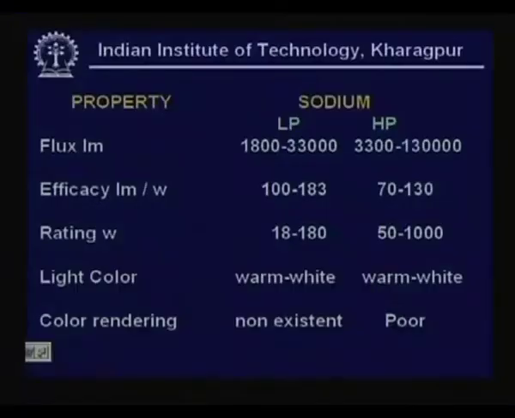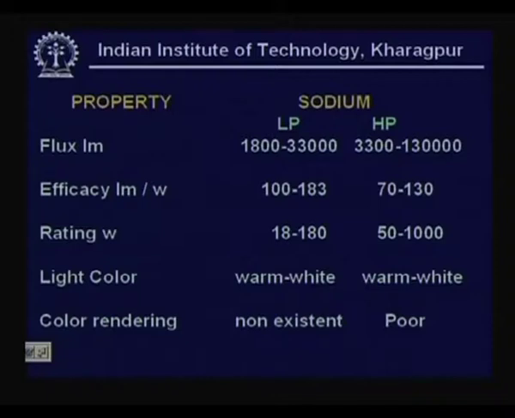That's the process. As against this, if you look at the sodium, you see at low pressure itself, the radiation levels are reasonably high, lumens ranging from 1800 to about 33,000, and high pressure is from 3.3 thousand to 130,000. That's the kind of flux that's available with efficacies. That's where the issue is. Very good efficacies, 100 to 183. So for every watt of energy you consume, you are getting a reasonably good light output. That's the issue.